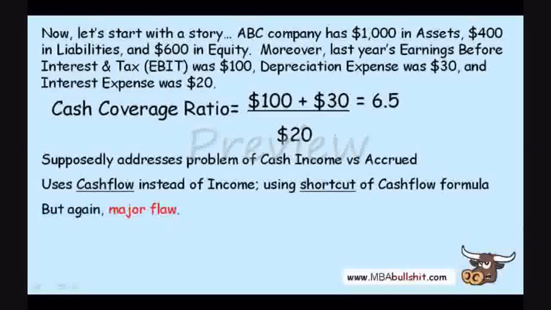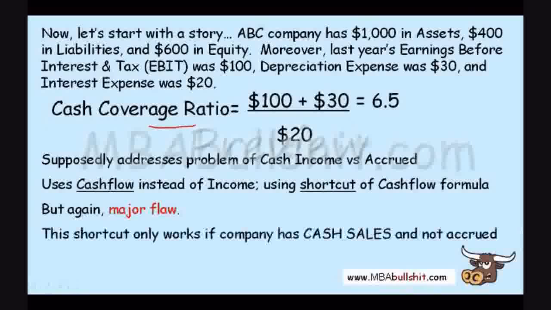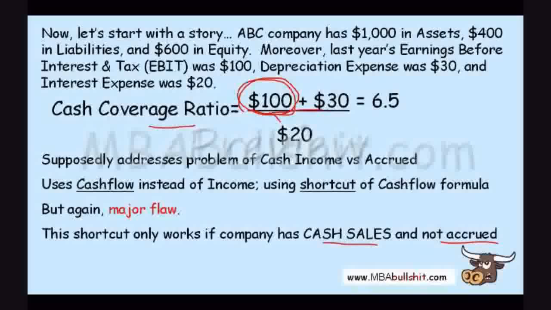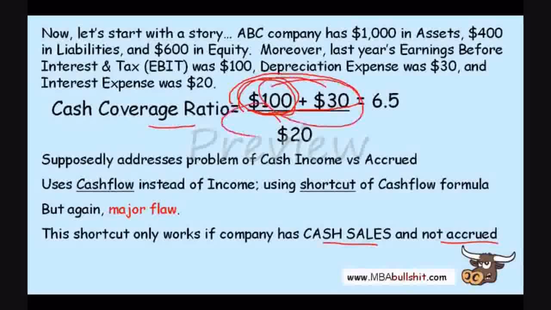But again, this still has a major flaw. This is actually quite idiotic, if you ask me. I'll tell you why, and you can tell this to your professor, alright, and you can tell this to your boss. Because this shortcut only works if this $100 represents cash sales and not accrued sales. Okay? So it still doesn't work. It still doesn't address the problem that we had. So even though this supposedly is the shortcut of a cash flow statement, this still does not mean that your company has this cash to pay.